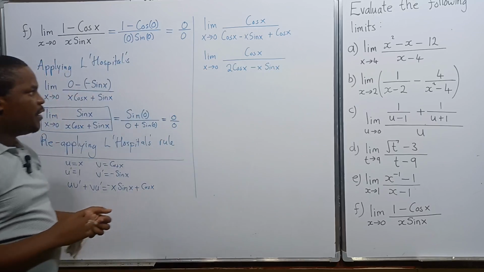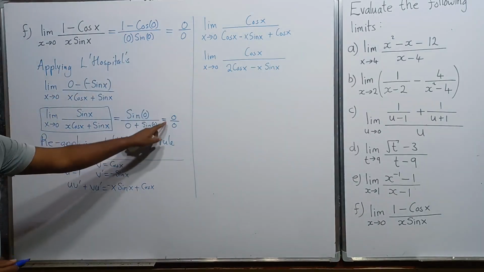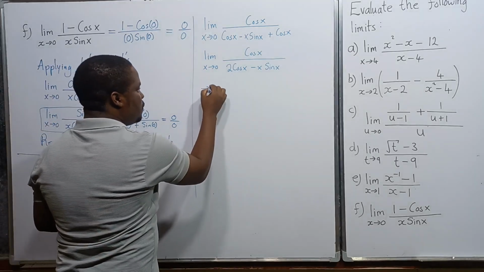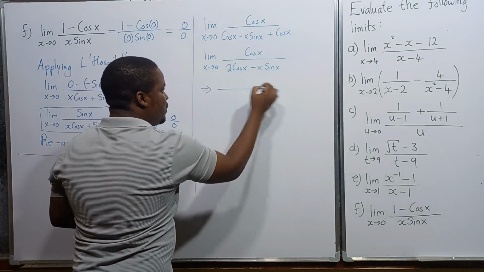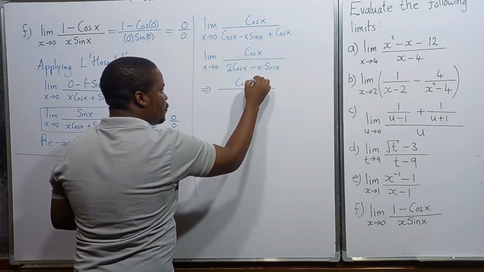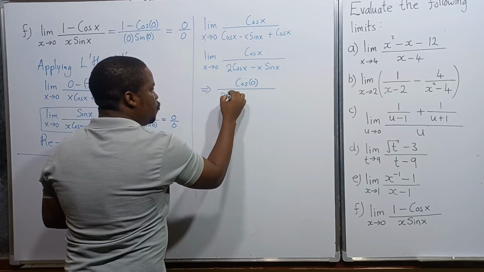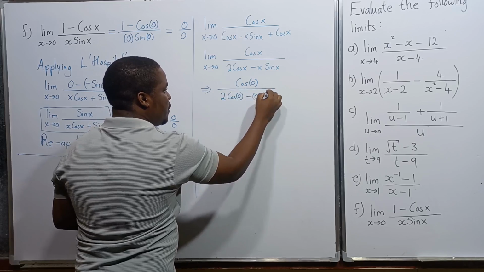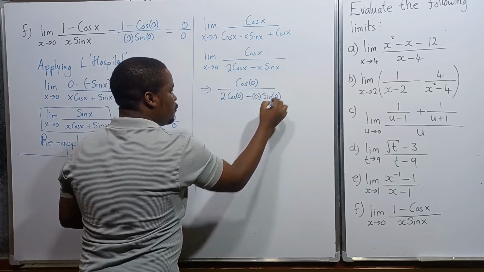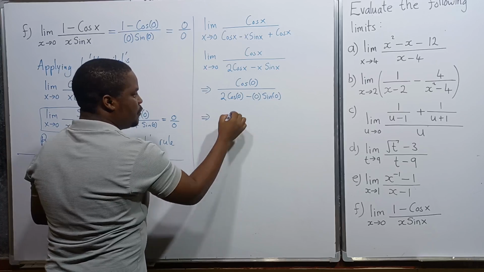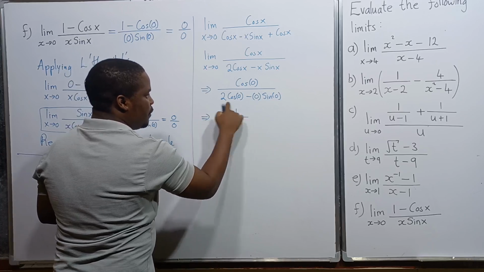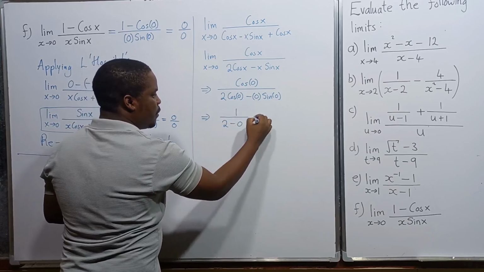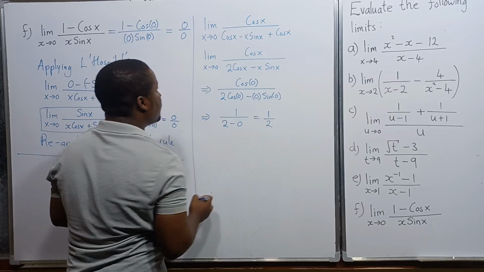So let's try to apply the limit now. If we still get 0 over 0, we still have to apply L'Hopital's rule. But in this case, this will imply that in the denominator, we'll have 2 cos 0 minus 0 times sine 0. Cos 0 is 1, times 2, so that's just a 2 minus 0, giving us 1 over 2, that is half.